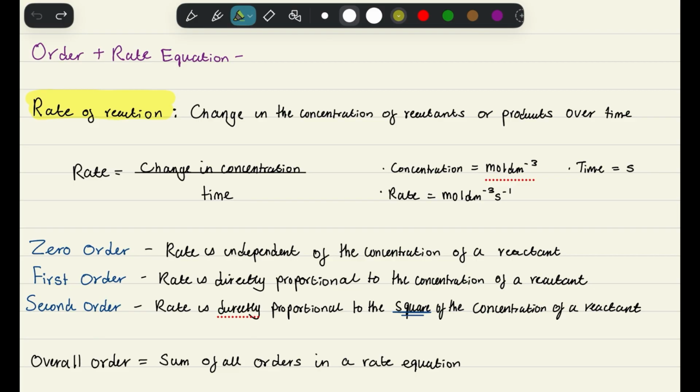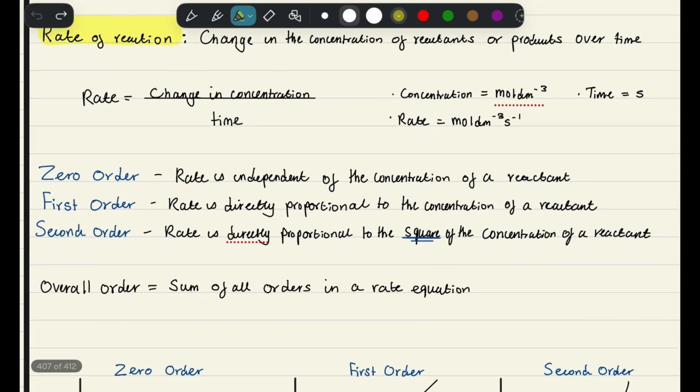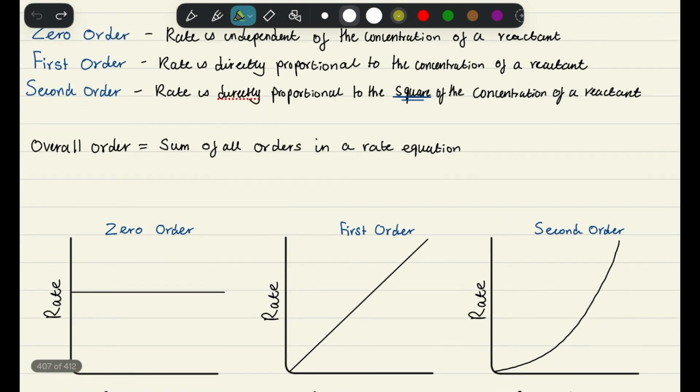Cool. Overall order is another concept you need to know. It's literally just the sum of all the orders in the rate equation. So let's say, for example, we've got a first and a second order, then the overall order is 3. Cool. And we're going to talk a bit more about rate equations coming up shortly.